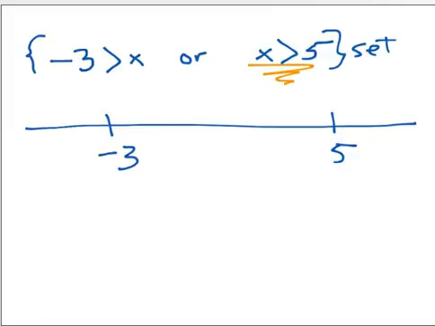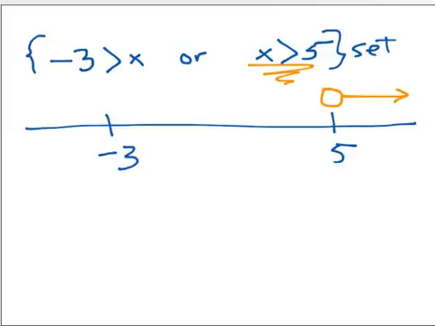We go to 5, we make a circle. Why do we not close it in? Because it doesn't say equal to. And we are looking for numbers that are bigger than 5. Numbers like 6 and 7. So we are talking about numbers like this. Right? Now let's go over here.